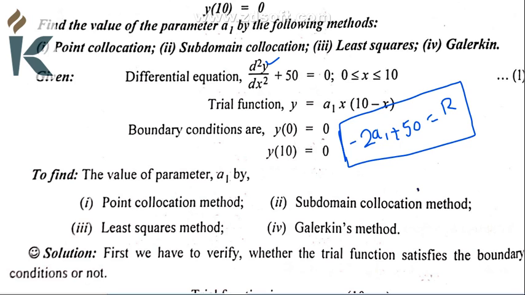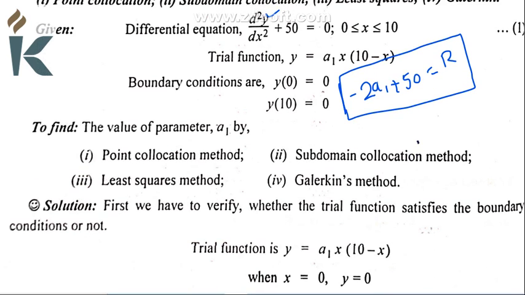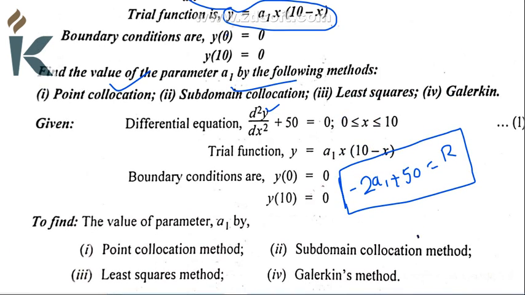Whichever method you use to solve, whether point collocation method, subdomain method, least square method, or Galerkin's method, first you have to find the residual function. Once the residual function is found, only then can you proceed with the rest of the solution procedure.